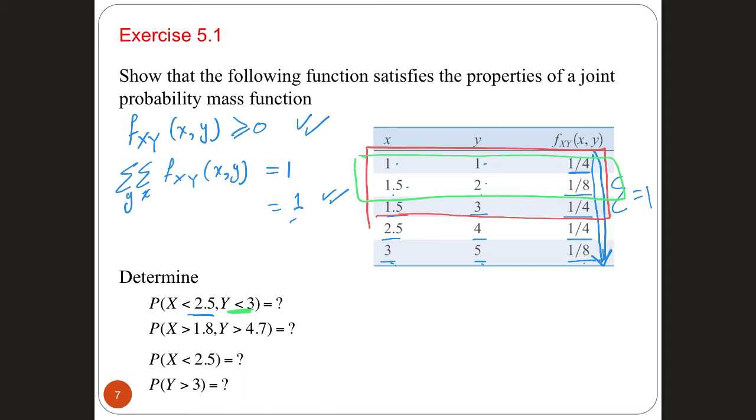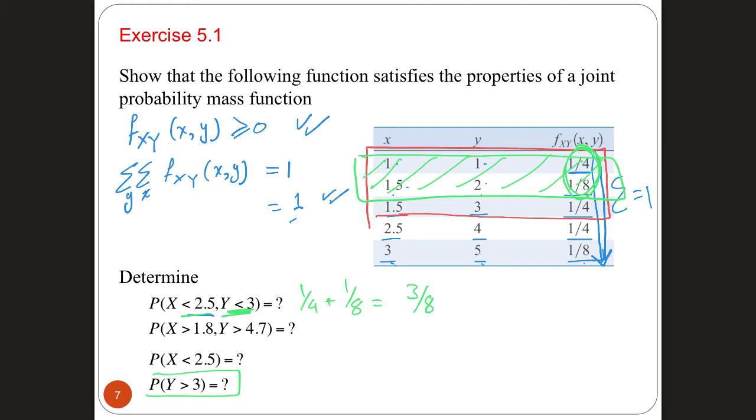Correct? So when we say this and this, it means the intersection of both of them. So that's the intersection. What is the probability of this intersection? It's the sum of the probabilities inside, right? So that's basically equal to 1/4 plus 1/8, which is 3/8, right? Let's look at another request. What is the probability that y is greater than 3?